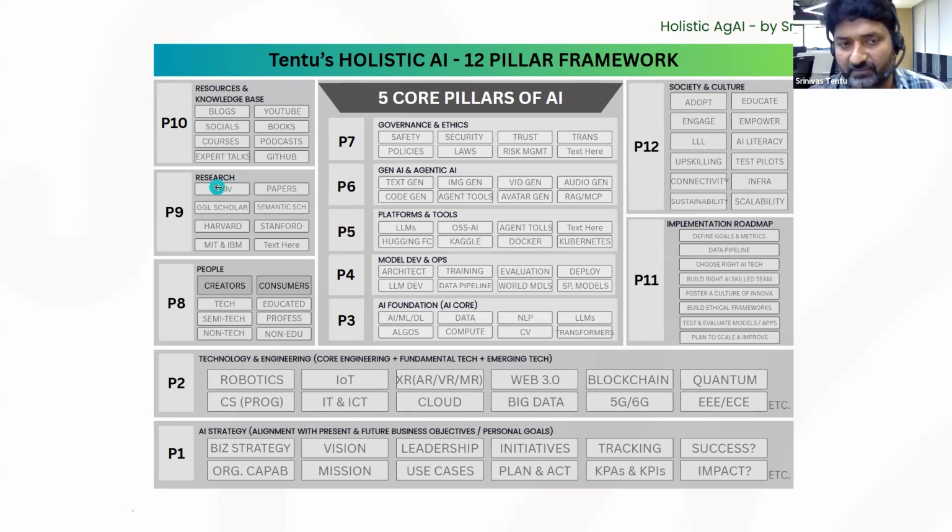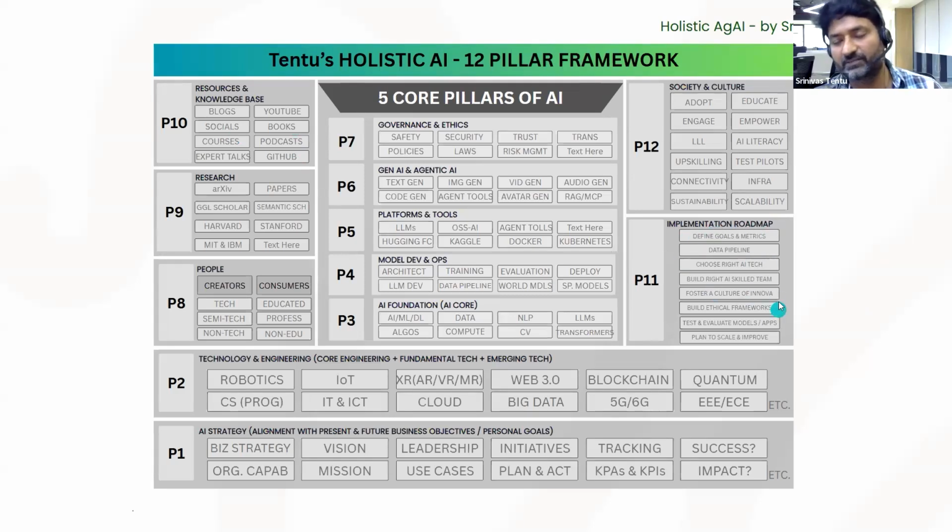arXiv is one platform where you'll find the latest research applications and research papers and all those things. And even Google Scholar, Semantic Scholar, even Harvard, Stanford, MIT, IBM. These people are publishing a lot of content in textual form, video form and visual form. And along with that, there are a lot of knowledge-based blogs and YouTube and all those things. And the implementation roadmap. This is one important area.